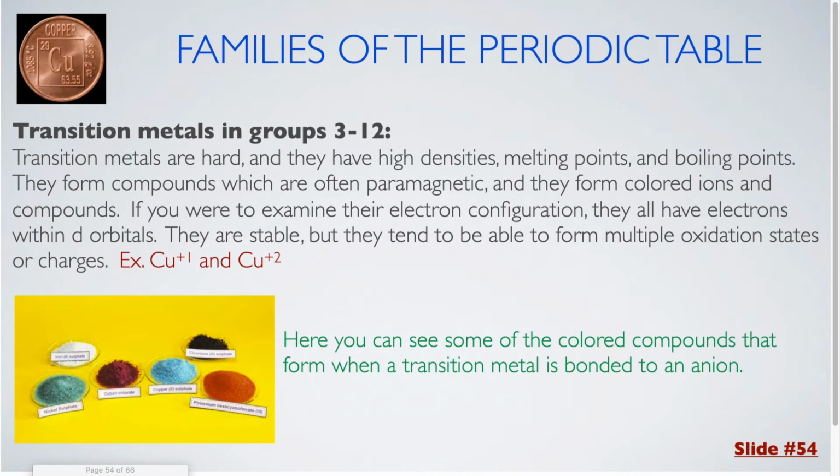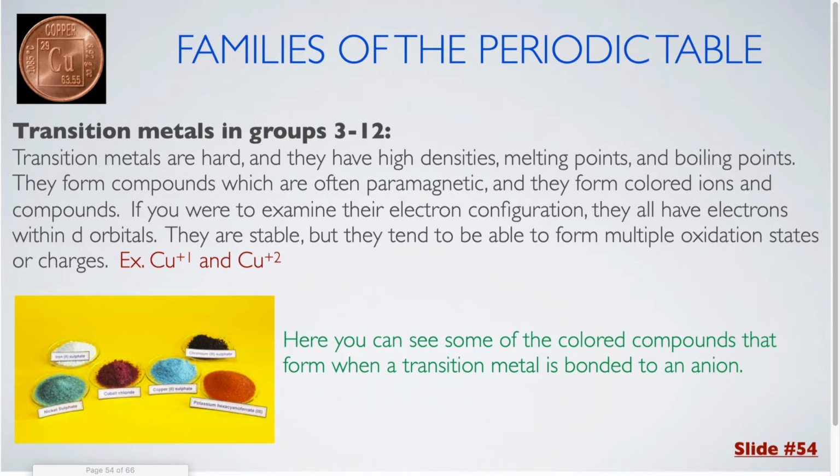The transition metals are in groups 3 through 12, and they make up the D block on the periodic table. Transition metals are hard, they have high densities, melting points, and boiling points. They form compounds which are often paramagnetic, and they form colored ions and compounds. If you were to examine their electron configuration, they all have electrons within d orbitals. They are stable, but they tend to be able to form multiple oxidation states or charges.